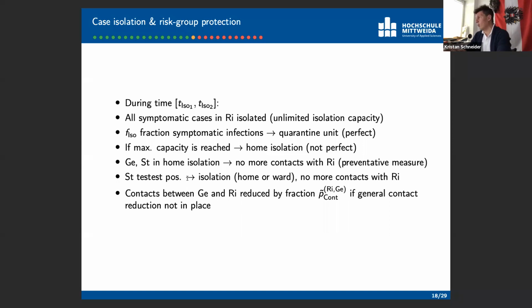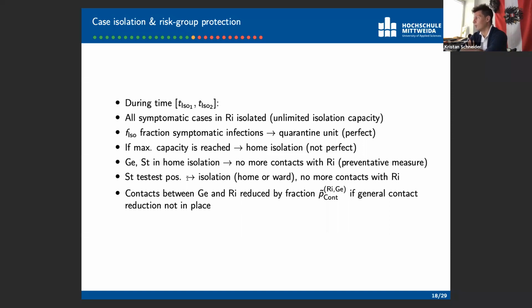Well, if they are in home isolation, they might still have contacts with themselves. I mean, if they share the same household, they still have contacts in home isolation. And the same is true with staff and the general population. But everybody in the staff population and the general population, once in home isolation, can be isolated from the risk group.